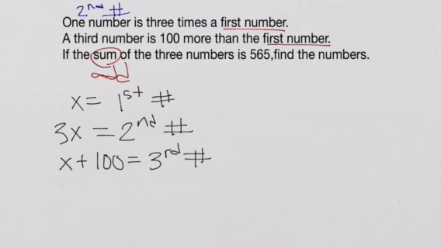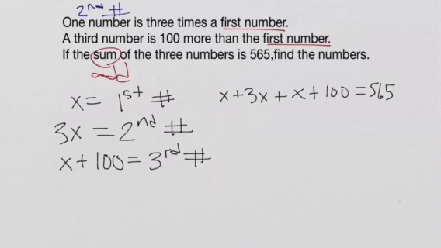Now what they've told us is that we have to find the sum, which we said means to add the three numbers. And when we find that sum, it means that it's equal to 565. So let's write that out. If we add up the three numbers, that means we have x plus 3x plus x plus 100 is 565. So there's our equation that we want to solve.